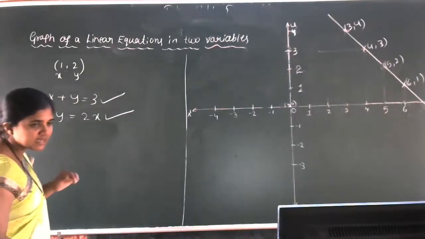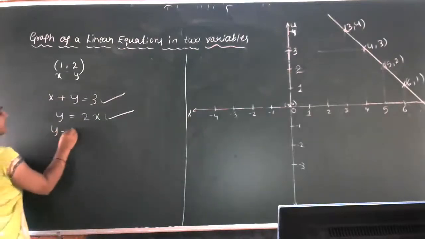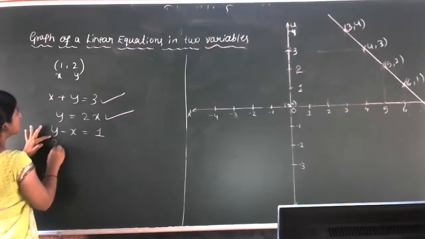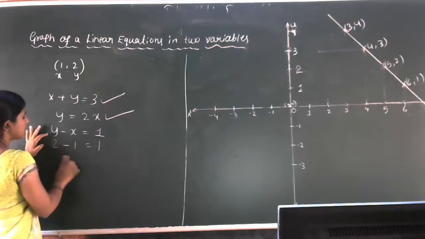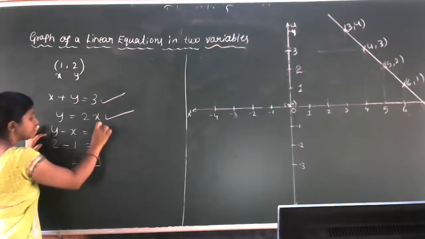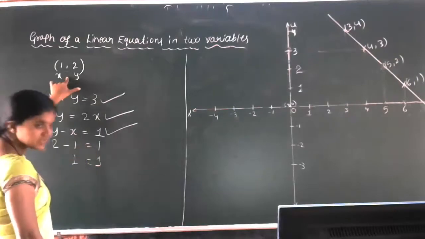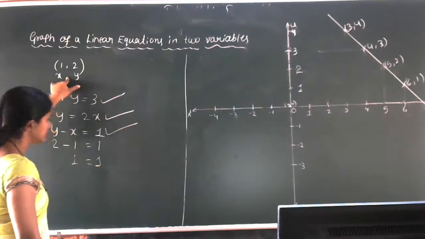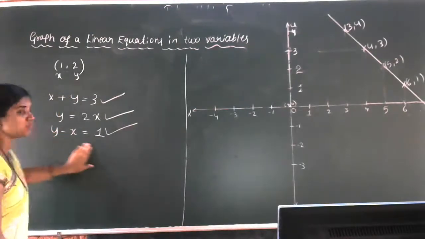Aryan is telling that y minus x is equal to 1. y is 2, x is 1, so 2 minus 1 is 1, which is equal to 1. Yes, of course. y minus x is equal to 1 is also an equation of this (1, 2) point. See, are you observing? We can write many equations.